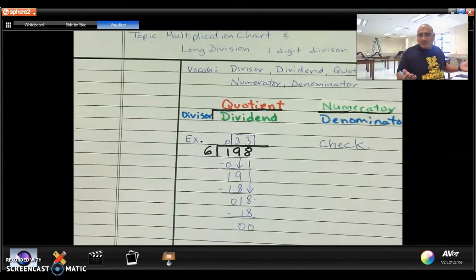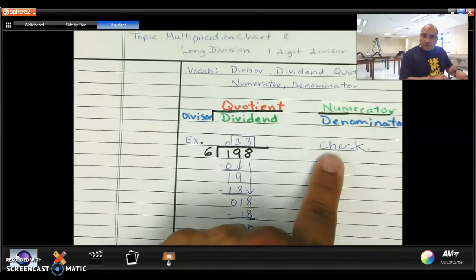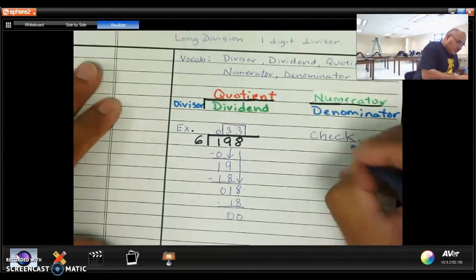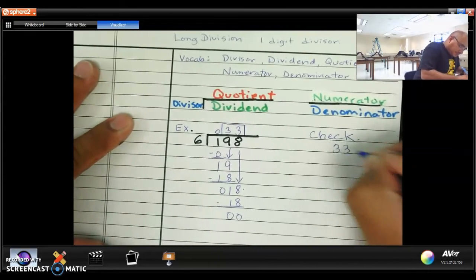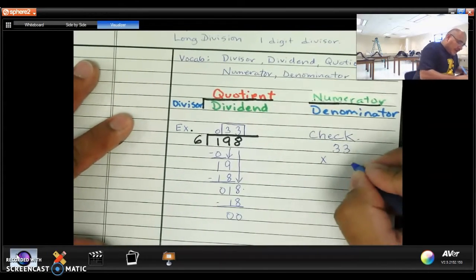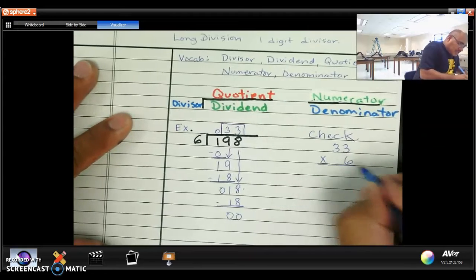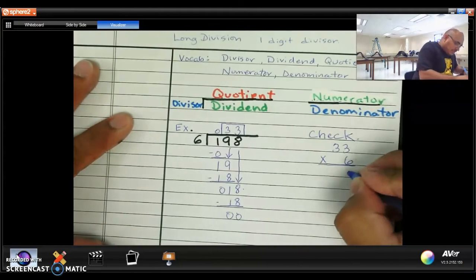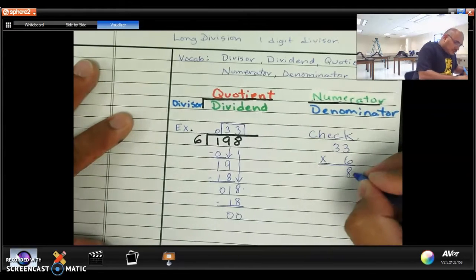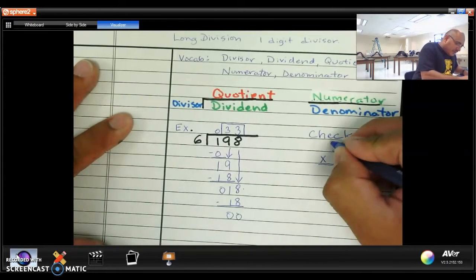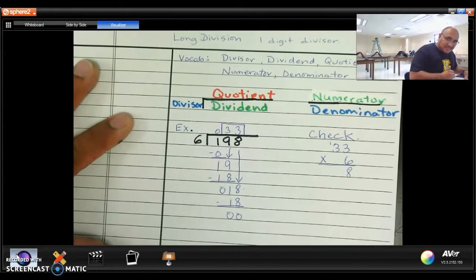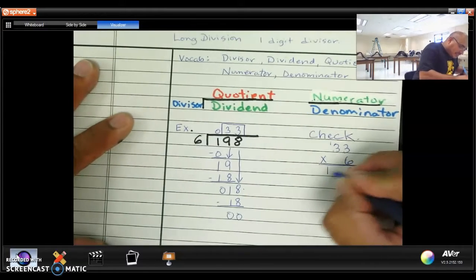Well, how do I know we got this right? You can actually check your work where multiplication comes into play. So I'm going to take the quotient of 33 and multiply it by the divisor, which was 6. And that's going to see if we get the dividend. 6 times 3 is 18. So we're going to write the 8 down here and carry that 1 that was in the tens place for 18. 6 times 3 is 18 again. And we're going to add that 1 that we brought over, which makes it 19.